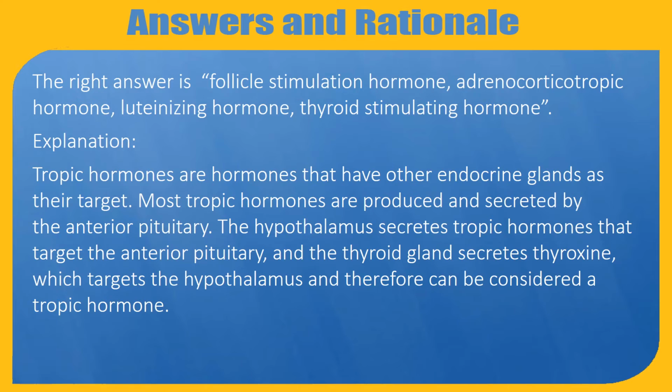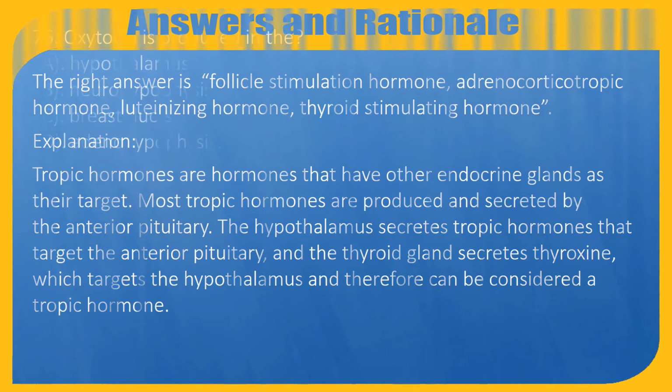Explanation: Tropic hormones are hormones that have other endocrine glands as their target. Most tropic hormones are produced and secreted by the anterior pituitary. The hypothalamus secretes tropic hormones that target the anterior pituitary, and the thyroid gland secretes thyroxine, which targets the hypothalamus and therefore can be considered a tropic hormone.